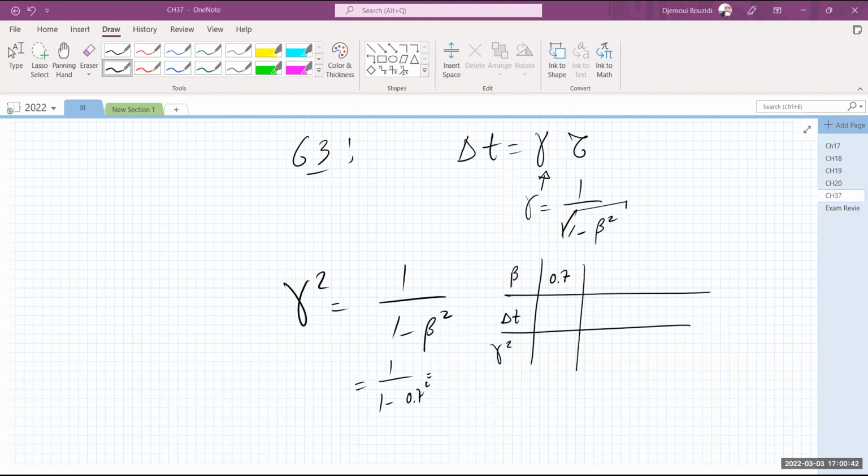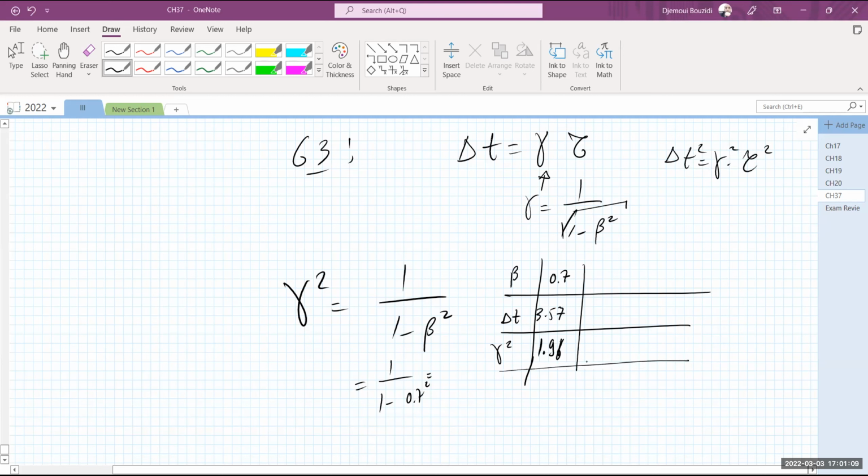So this one should be 1.96. 0.78 if you really care to carry that many. Of course, delta t doesn't change. Delta t is 3.57. I'm sorry, we need to change this number to delta t squared because we're squaring the entire expression. So we're writing delta t squared is equal to gamma squared tau squared. So we need to square that number too.